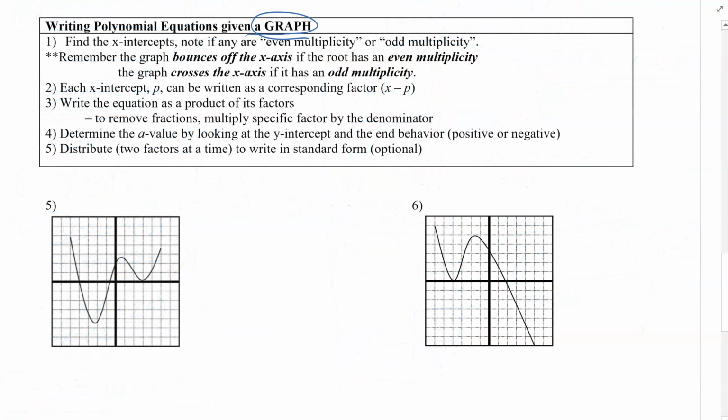Moving on to examples 5 and 6. These examples want us to write a possible equation that could create the graphs that we see here. And we know that they're going to have to be polynomial equations to have these graphs that have turning points in the middle and then point off into these different infinite directions.